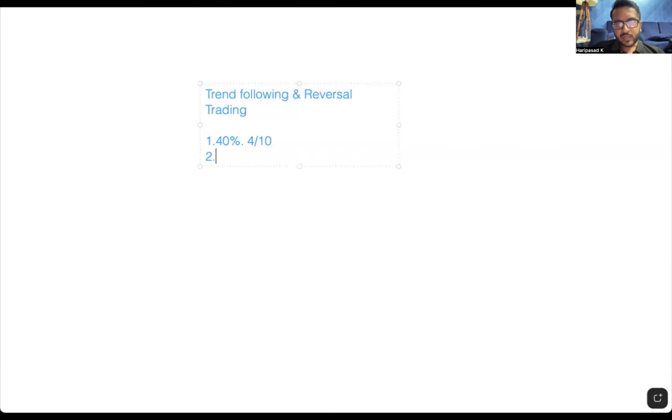Now, speaking about the next aspect, this strategy comes with a top-down analysis. When I speak about a top-down analysis, what I'm referring to is you need to start looking at the charts in the larger time frame and then come down to the shorter time frames to trade this specific strategy. Here we are going to combine the benefits of both trend following and reversal trading.